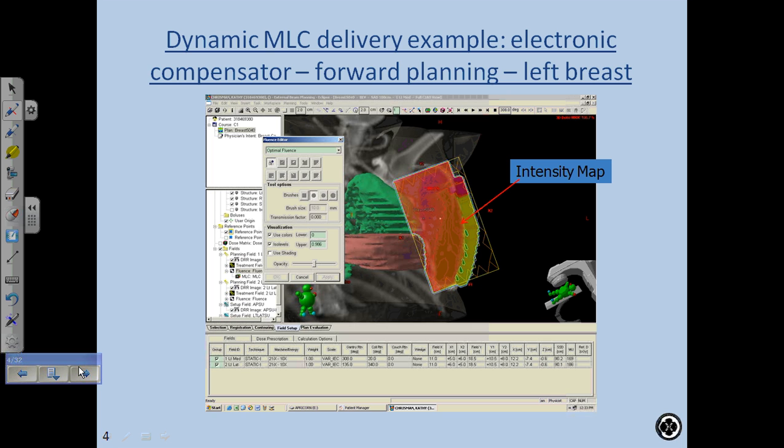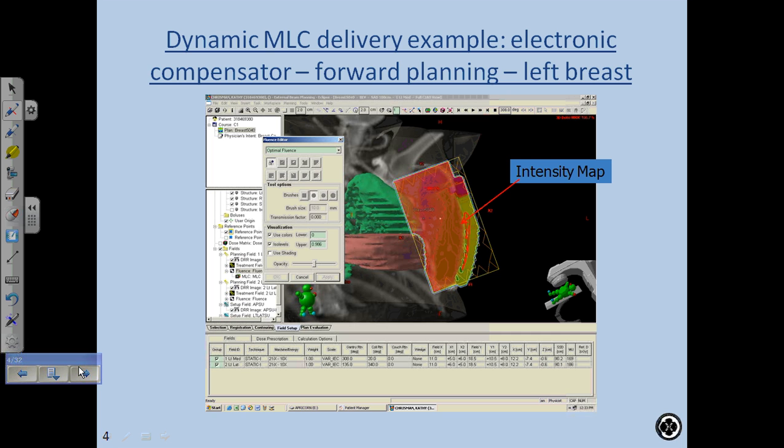Okay, and one other thing to consider with this is that this is where it goes from yellow to red, that's the surface of the skin. If the patient breathes, imagine what happens if the patient breathes here and goes out here. Then you see all this yellow right here, all this area right here is going to get underdosed.